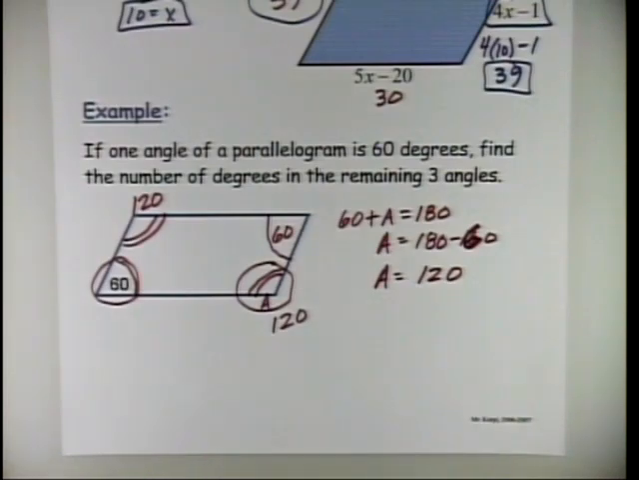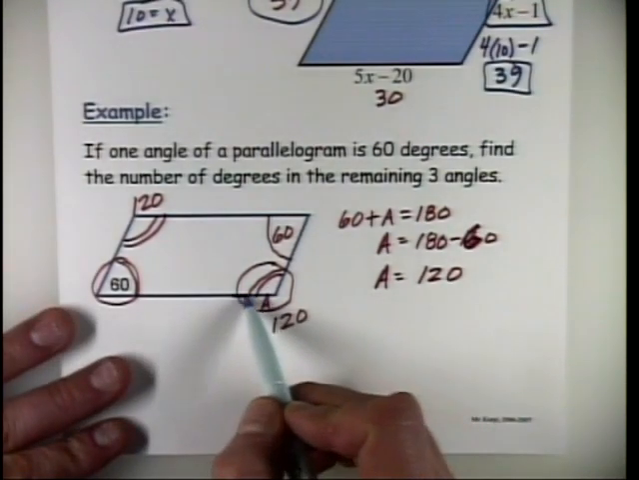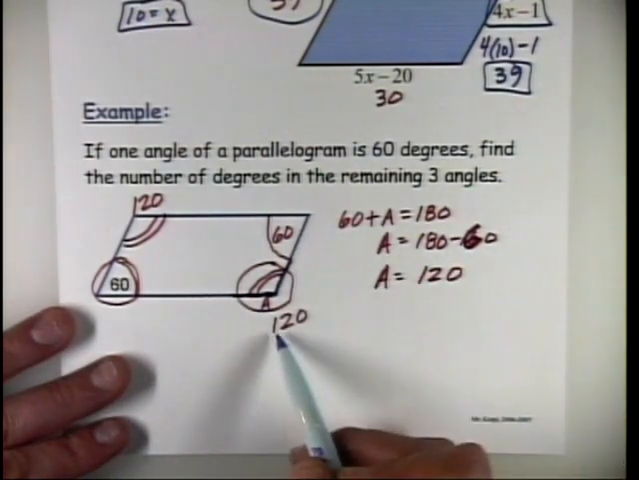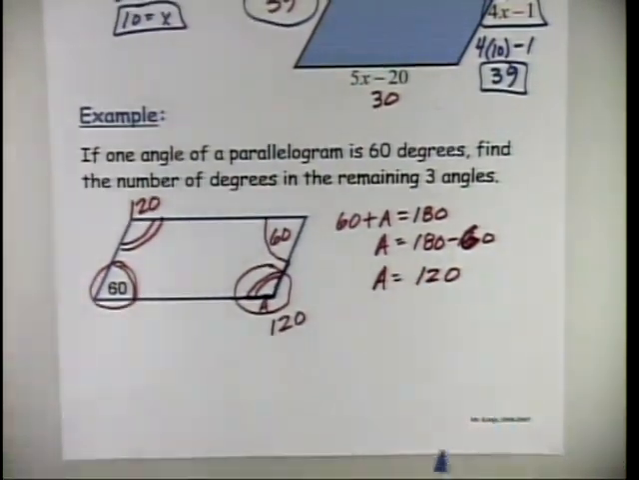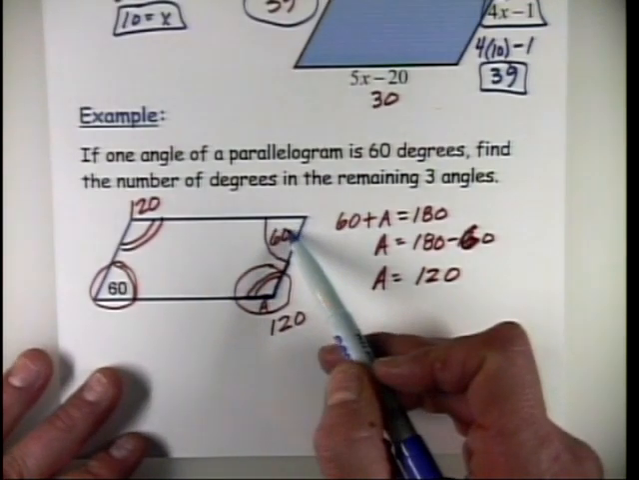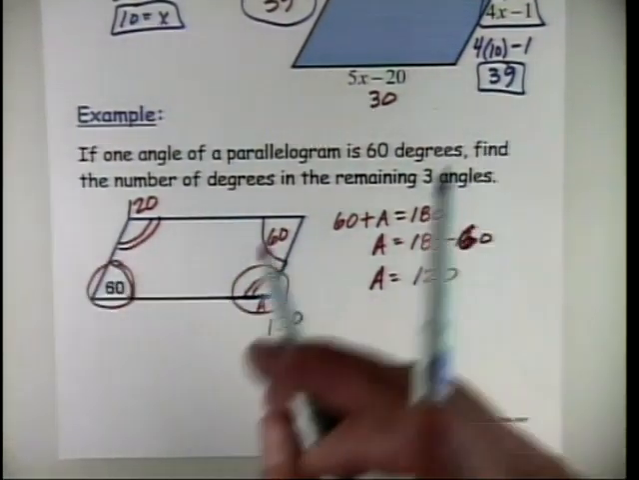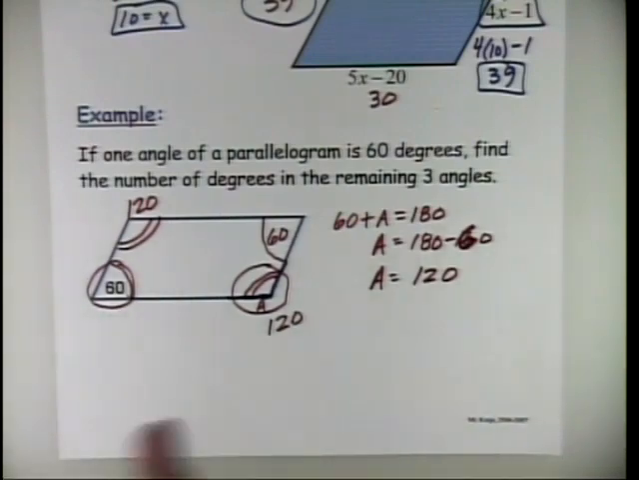So is that reasonable? It's always nice to ask about the reasonableness of your answer. This angle appears to be an obtuse angle. Remember, obtuse means greater than 90, and 120 is greater than 90. Okay? And 120 plus 60 is 180. So checking the consecutive angle combinations, we know they add up to 180.